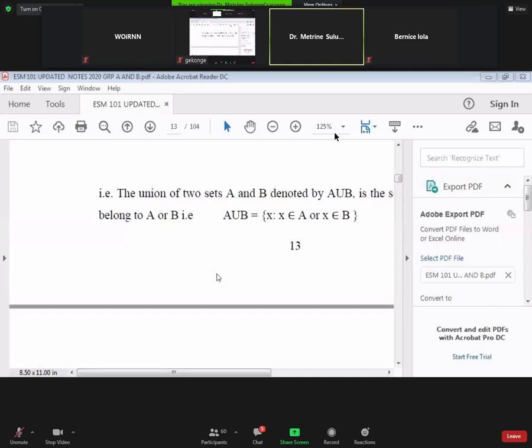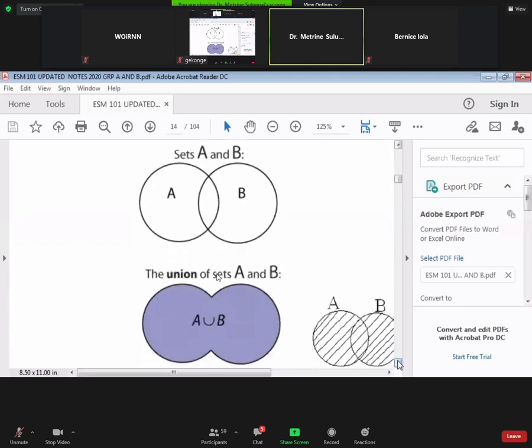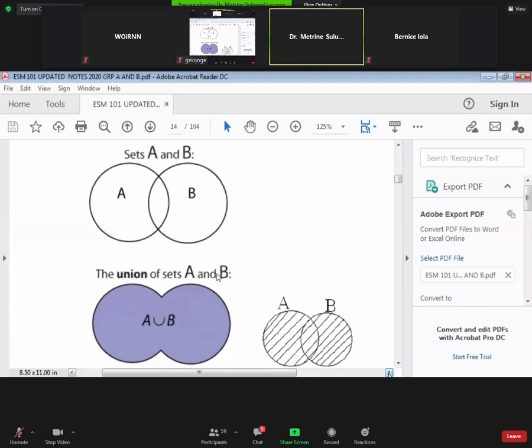So before I go to intersection, let me show you the diagram for union, which I was not able to show earlier. We are saying set A and B. The union of these two sets, you can see I have shaded twice. The first one and the second one are both A union B. I'm shading everything to show that I'm actually representing the union.